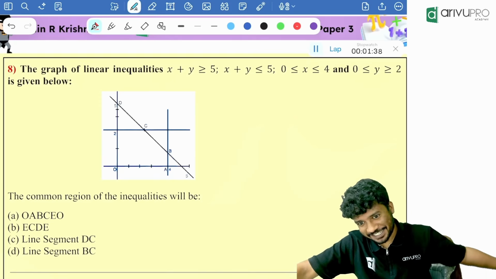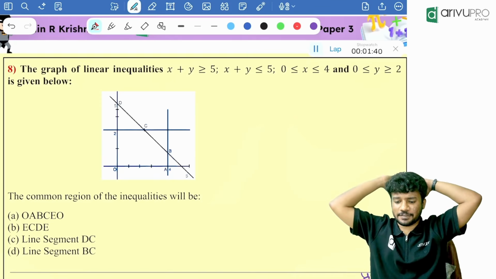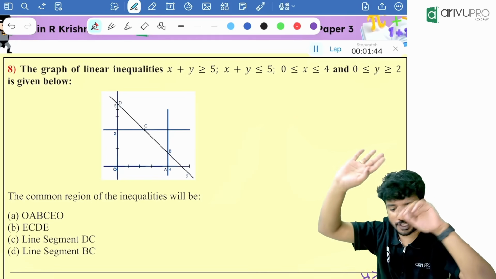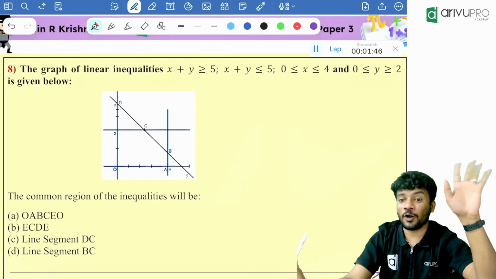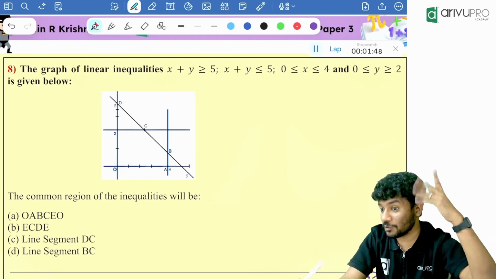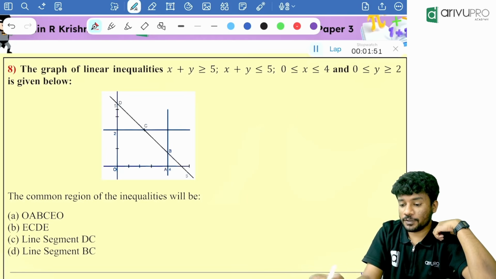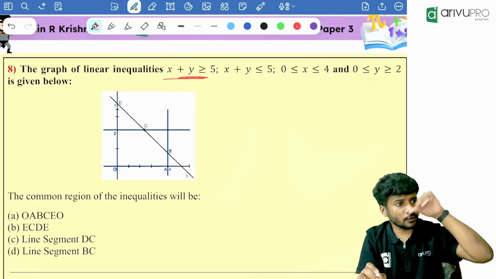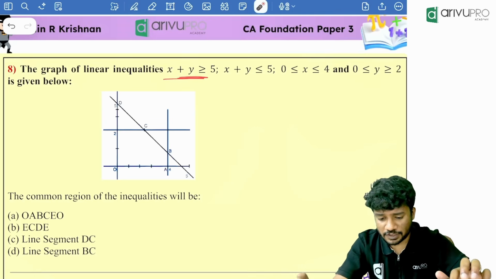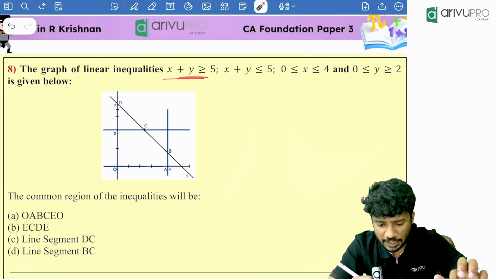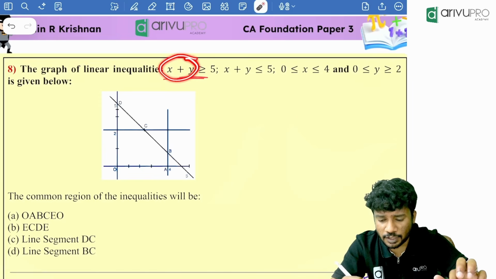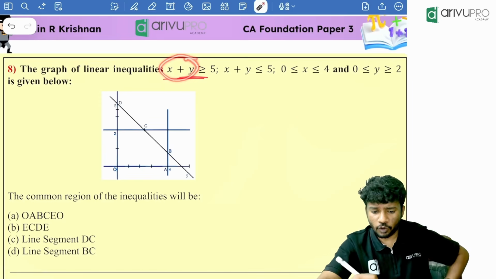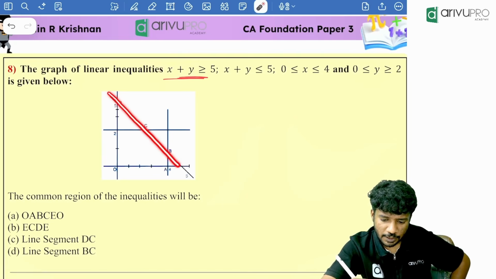Yes, C. We'll check. So the graphs are given. Everything is given in the question directly. So we need to check what graph is what. We should understand what graph is what. First of all, the first thing given: x plus y is greater than or equal to 5. Which graph is that? Can I say that x plus y means the same sign? That means which direction? Upper left to lower right. Looking at that, this graph will be that one.